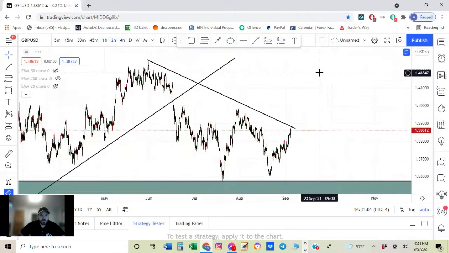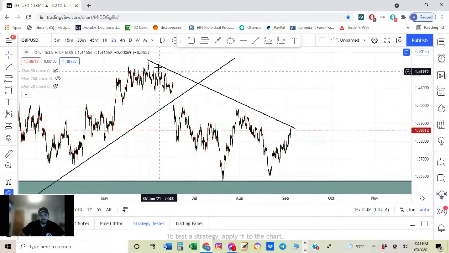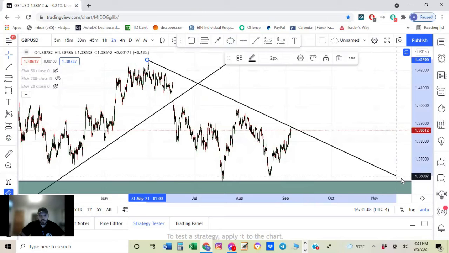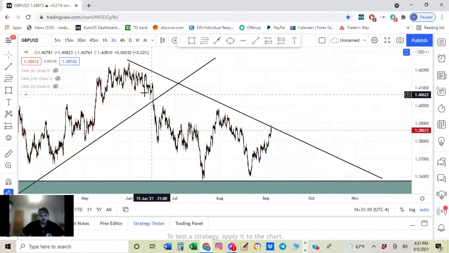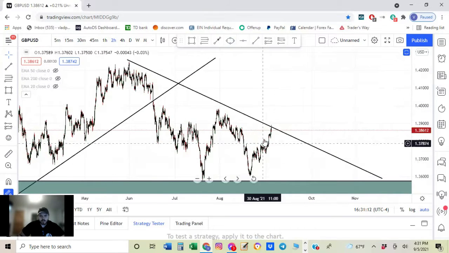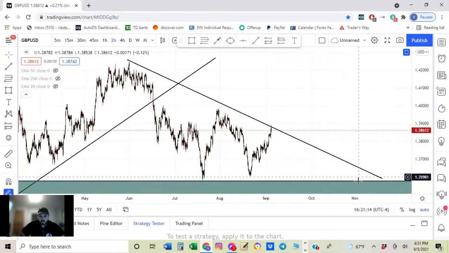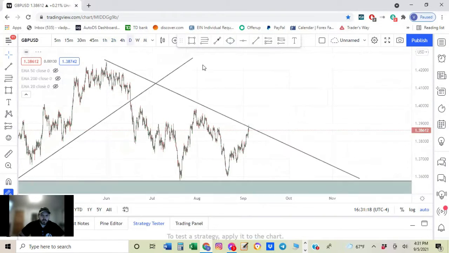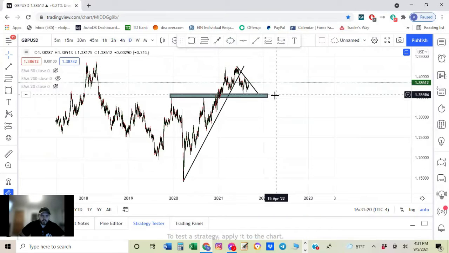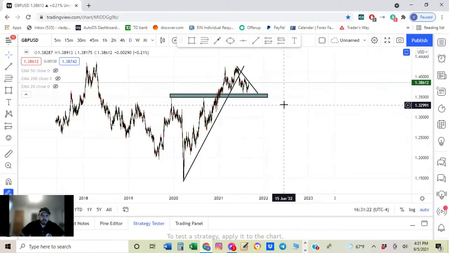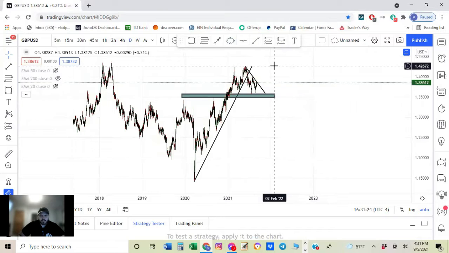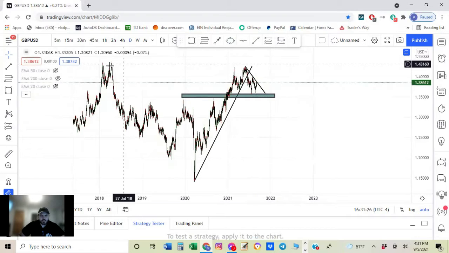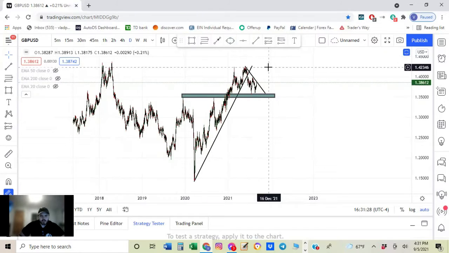If you go to the 2 hour, we could see a triangle consolidation right here, going down to this key zone and then coming back up. So if you are swing trading, you would be looking for a buy around this zone, with your take profit around here just to be secure, because we see there's resistance here.